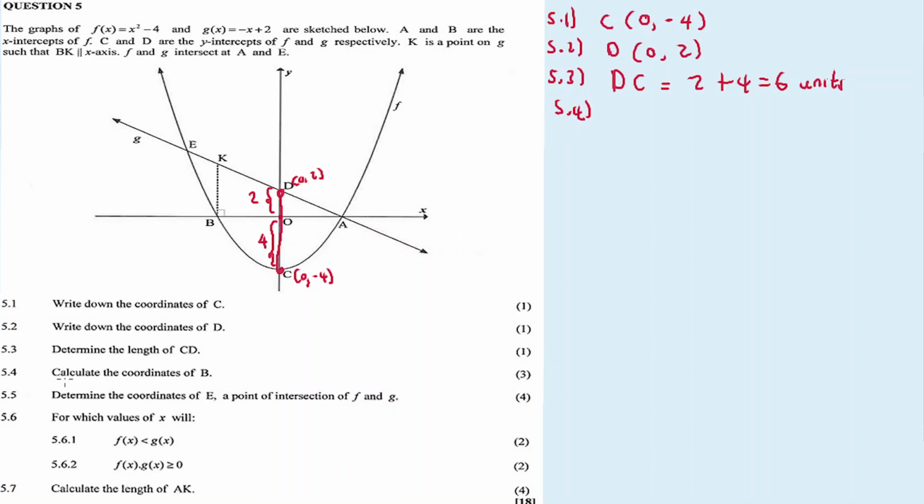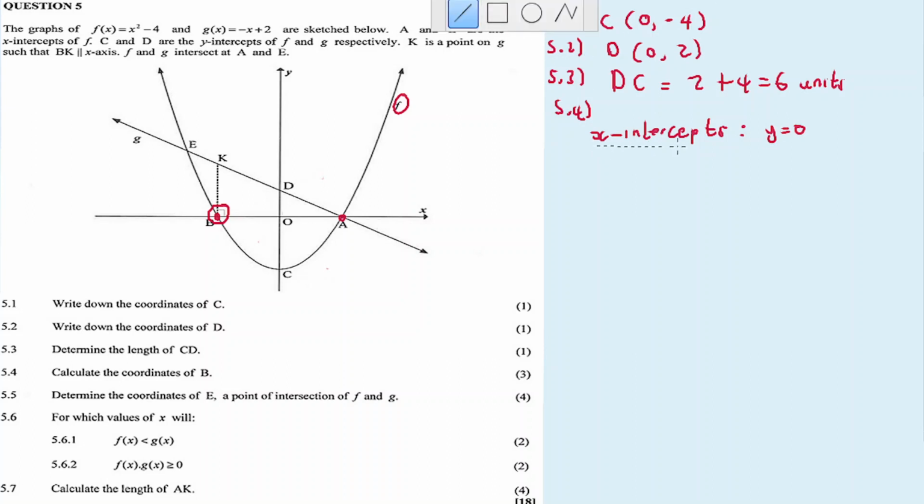5.4: calculate the coordinates of B. The coordinates of B are asked for, where it was stated that A and B are the x-intercepts of f. So we need to find the x-intercept on the graph of f. For x-intercepts, we let y be equal to 0.